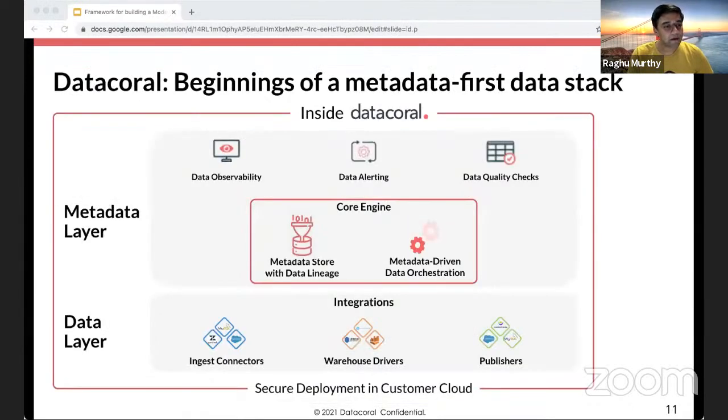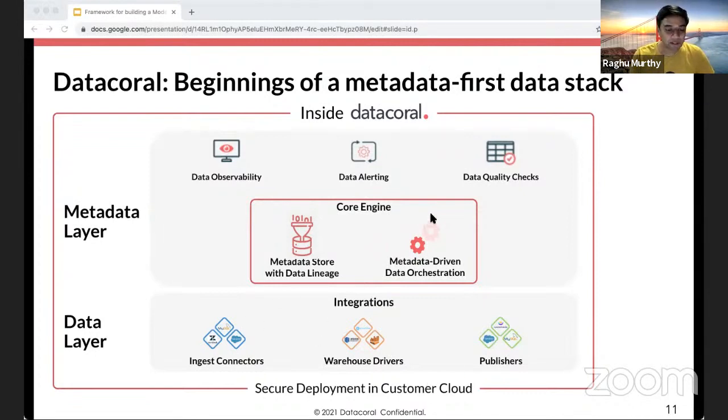The first thing that we did was start off with this metadata layer. So we built a core engine that has a metadata store with data lineage built in, and a metadata-driven data orchestration engine. And like I mentioned, because we started off with this specific core engine, we were able to add pieces into the data layer pretty quickly. Of course, we don't have everything under the sun. This is still the beginnings of a metadata-first data stack.